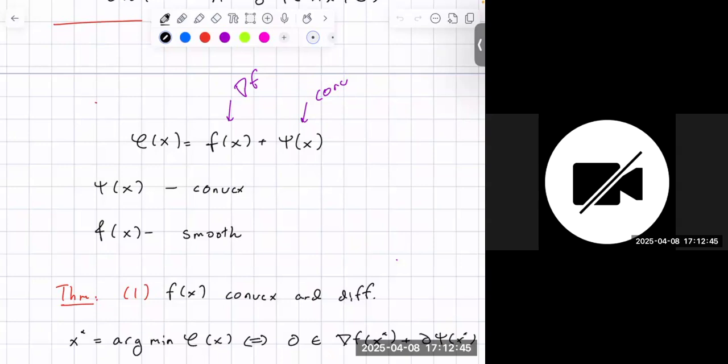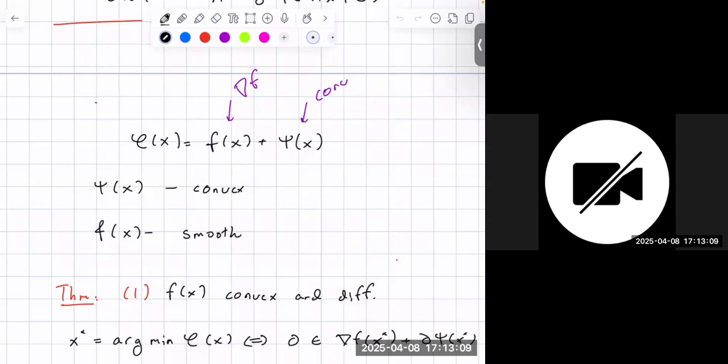Suppose I got a summation of two functions. One of them is differentiable. The other one is convex. The convex guy, think about it like your regularizer. Differentiable is whatever loss you're working with. And sometimes that loss function is convex as well, sometimes not. But usually differentiable.